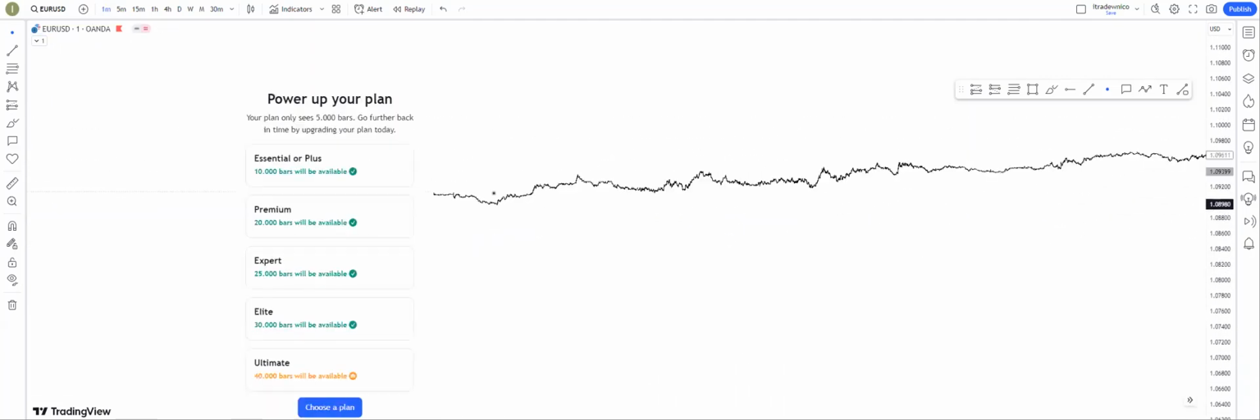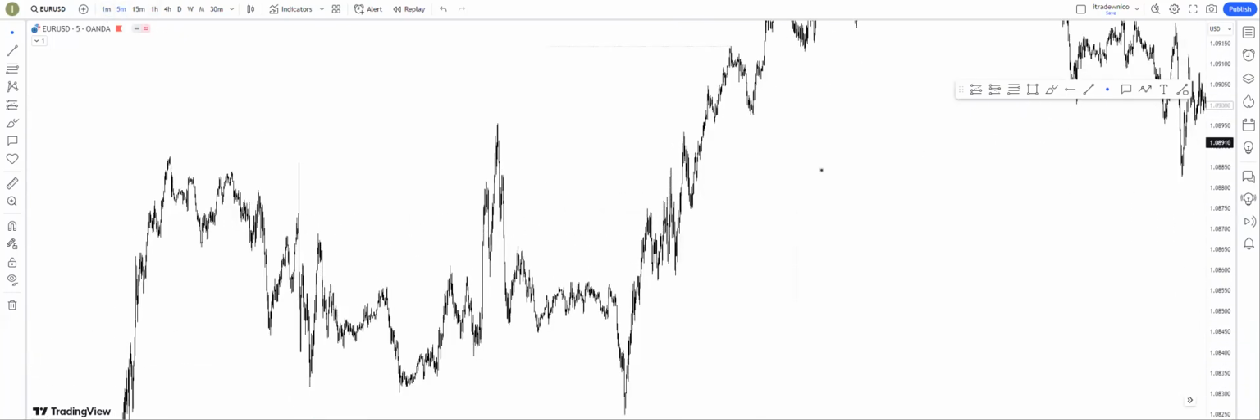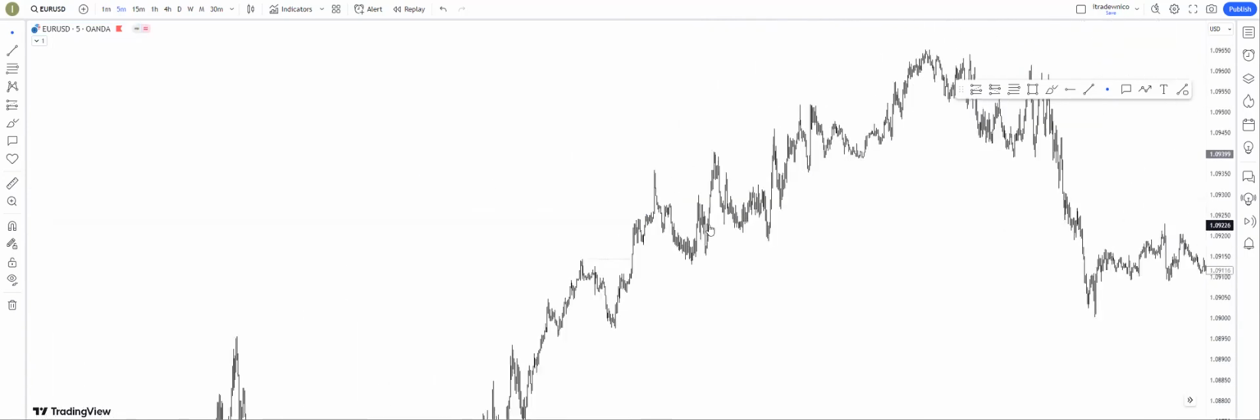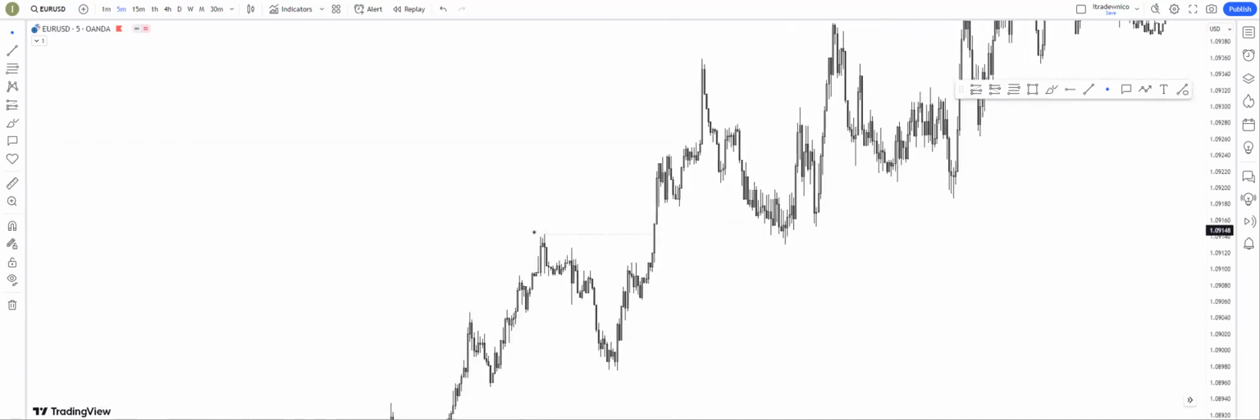Oh, we should go to the 5 minute. That will be the same, right? That will be it. As you see, price took the daily high and made a retracement. Now, this is something way tinier compared to the daily.